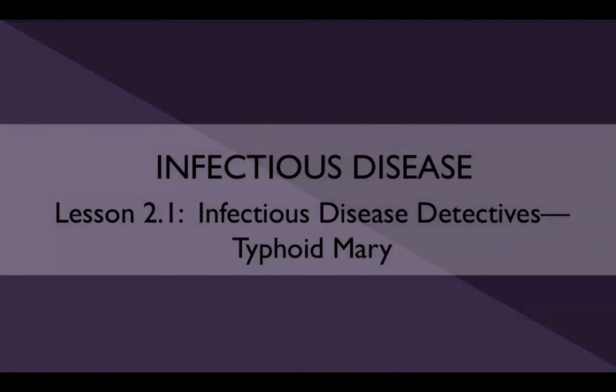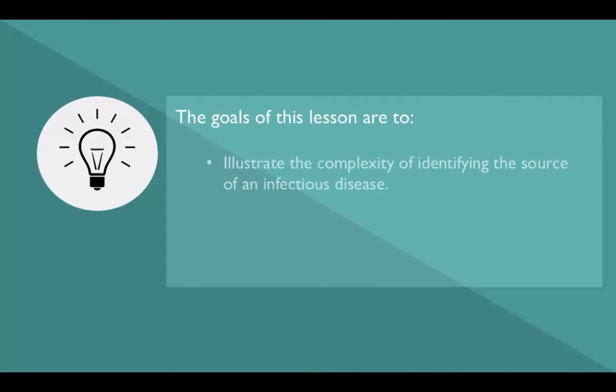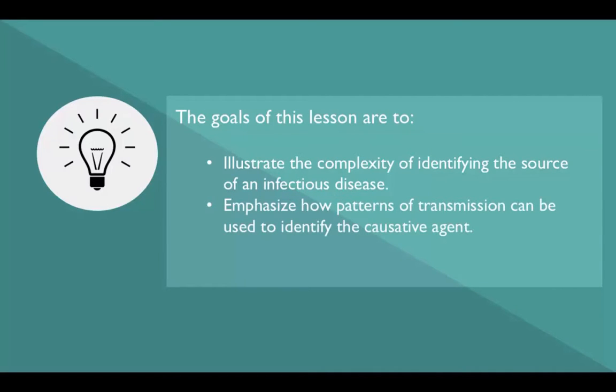Welcome to Infectious Disease Lesson 2.1, Infectious Disease Detectives: Typhoid Mary. The goals of this lesson are to illustrate the complexity of identifying the source of an infectious disease, emphasize how patterns of transmission can be used to identify the causative agent, and introduce the concept of asymptomatic carriers.